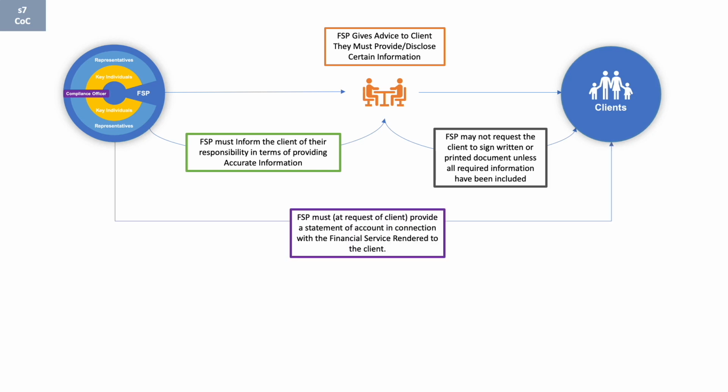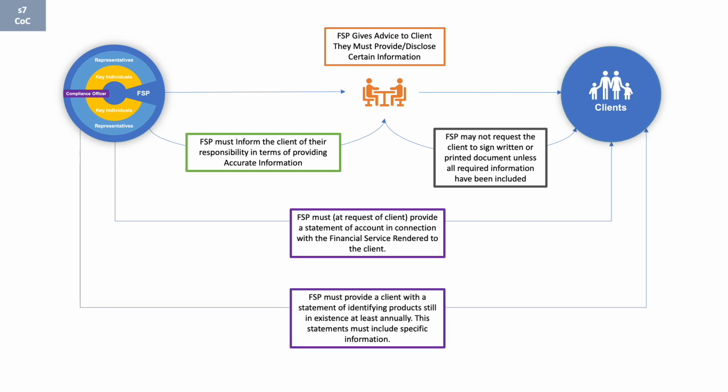The FSP must, at the request of the client, provide a statement of account in connection with the financial service rendered to the client. The FSP must provide a client with a statement identifying and listing financial products still in existence at least annually. This statement must include specific information. We will explore this information a bit later.